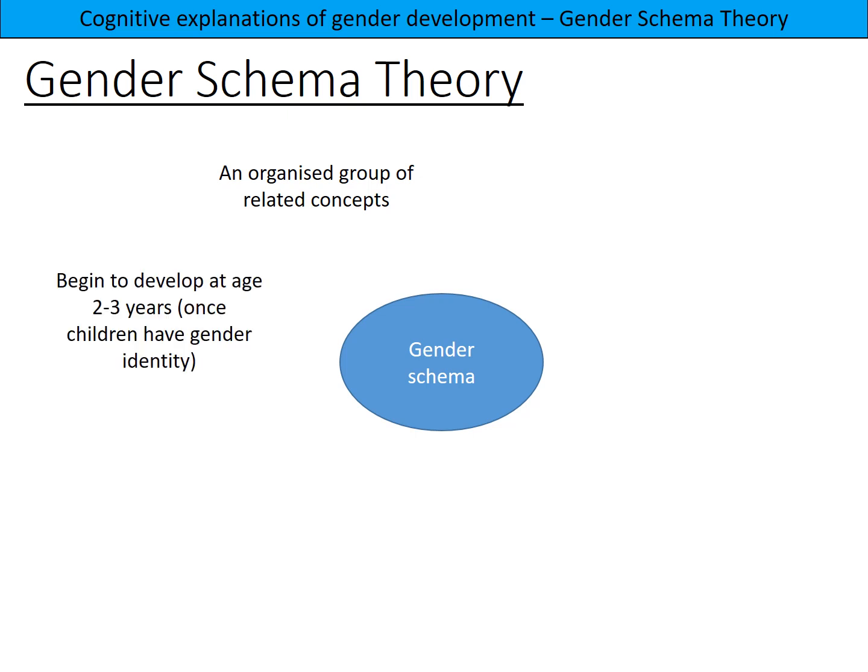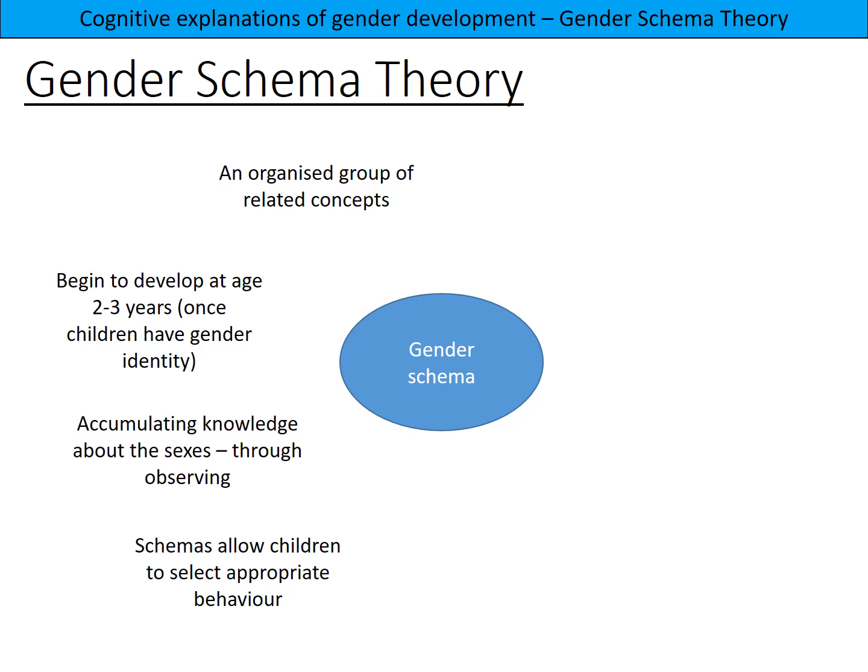And we build these little packets of information, i.e. schemas, about everything, including gender. Our gender schema starts to develop at about age 2 to 3, and gender schema theory suggests that children have gender identity before they start to create these schemas. So they are aware of the fact that they are a male or a female before these gender schemas start to be created. We accumulate knowledge about the sexes, and this is through observation. And schemas allow children to select appropriate behaviours, whether they're male or female, for their gender.